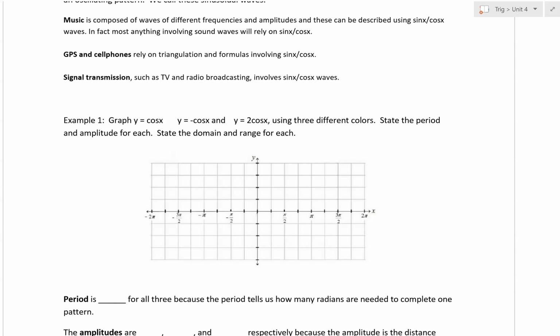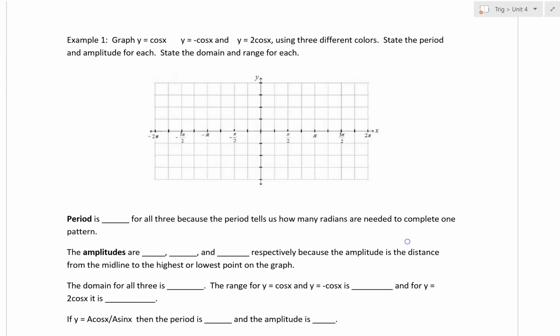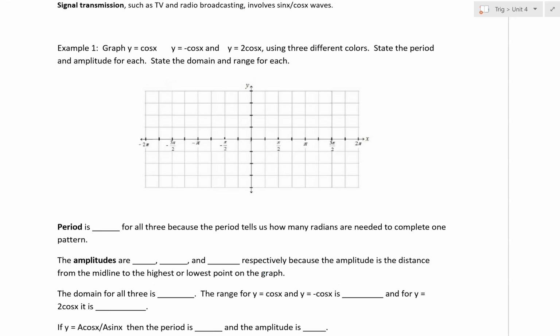So in our first example, we're going to graph 3 different graphs on this. So you can either get 3 different pens color-wise, or, I don't know, try dash lines, that may work. You're going to put all 3 on the same coordinate plane here. State the period and amplitude for each, and then state the domain and the range. So the first one we're going to talk about is y is equal to cosine x.